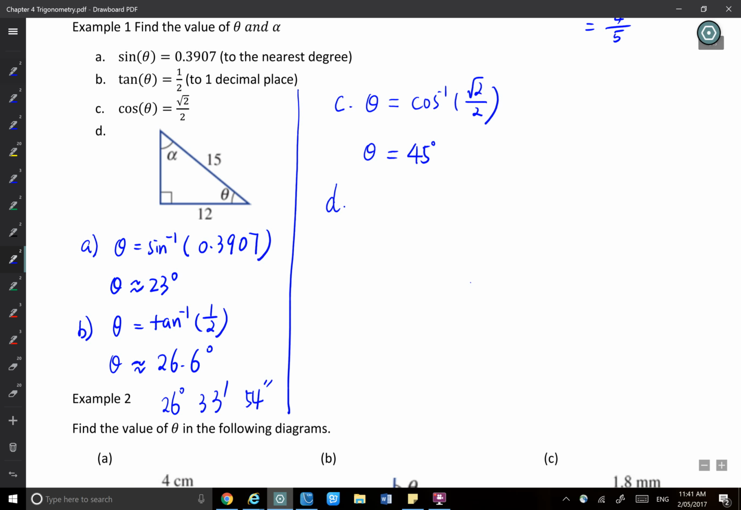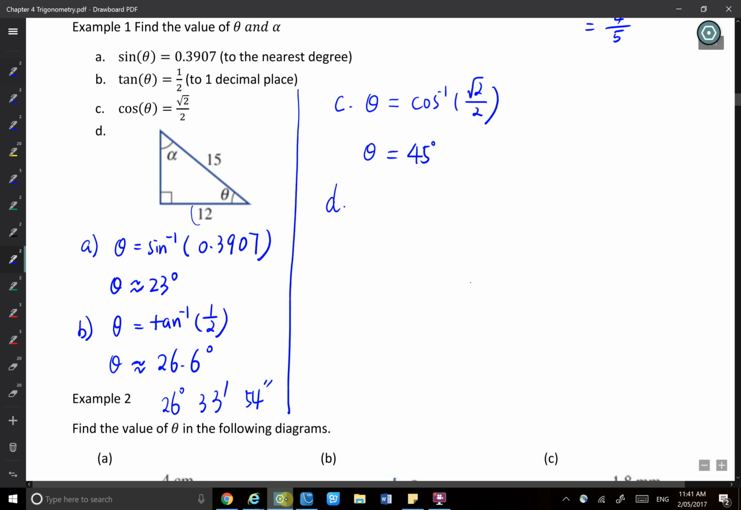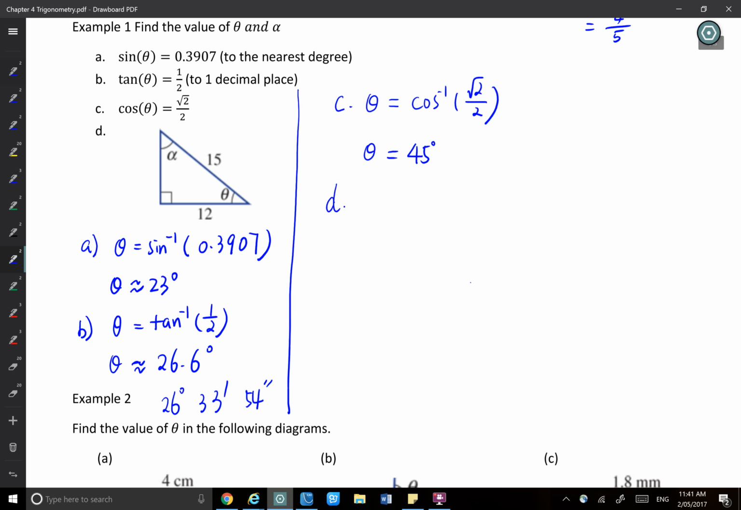And part D. Parts A, B, C are given to you, but for part D you need to set up a relationship by yourself first, and then talk about the angles. So what you have is adjacent. Theta is here, alpha is here, depending on which one you're trying to calculate. But if I calculate one, you will know the other one. If I calculate alpha, how can I know theta? Theta and alpha, you add them, that will give you 90. If you know one, you will know the other one. So let's just find one.